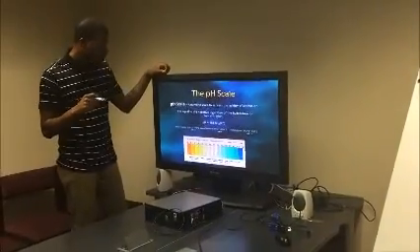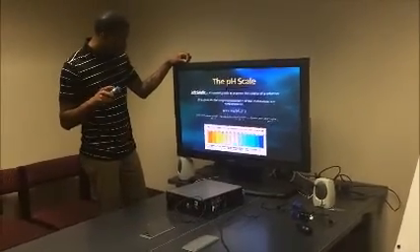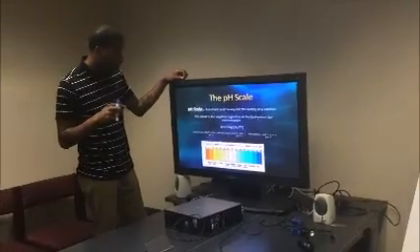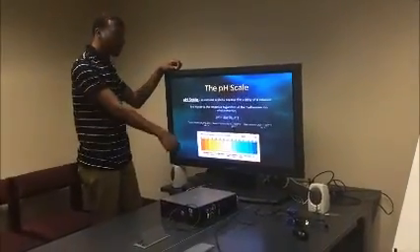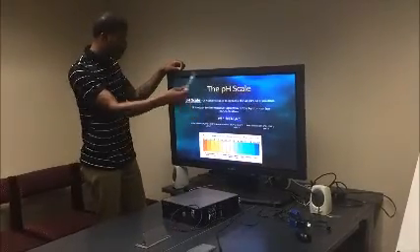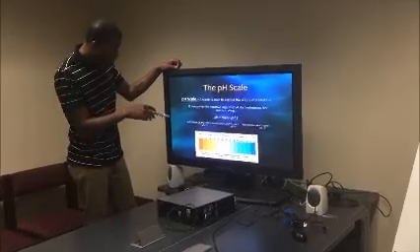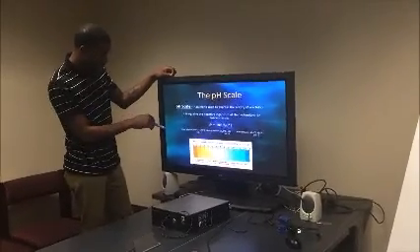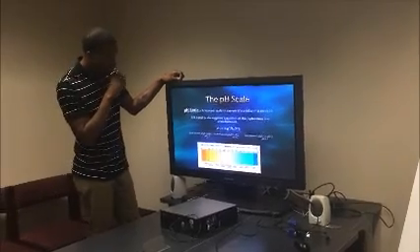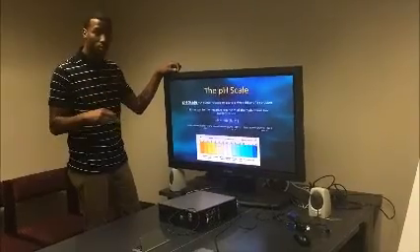The pH scale is a numeric scale that expresses the acidity of a solution. It equals the negative log of the hydronium ion concentration. So right here it shows pH equals negative log of the hydronium ion concentration. If it's less than 7, it's an acidic solution. If it's equal to 7, it's a neutral solution. And if it's more than 7, it's a basic solution.